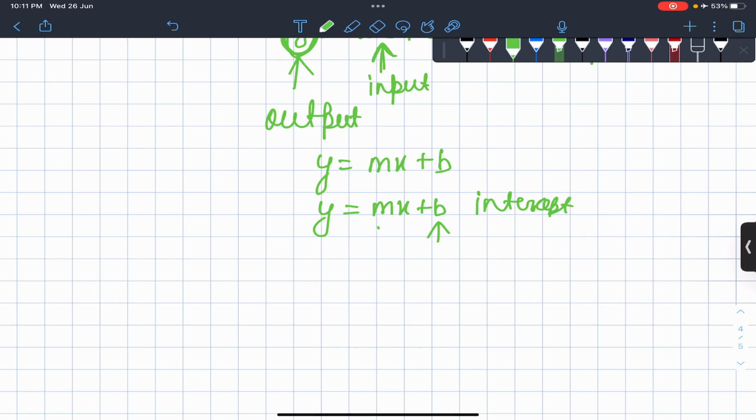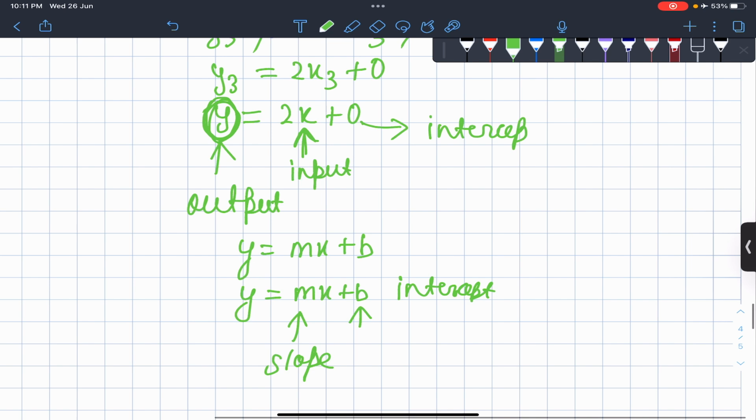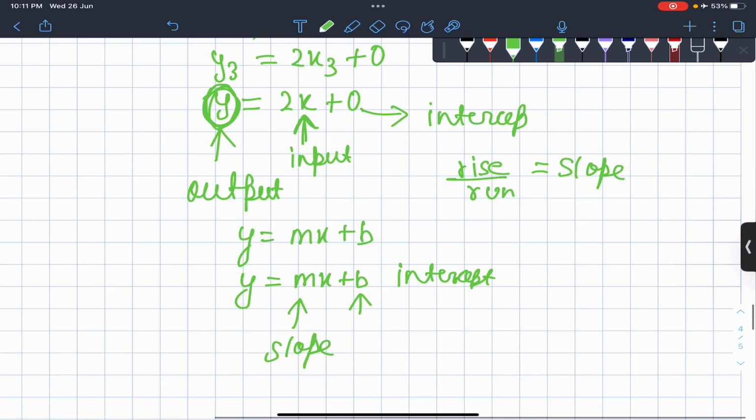and m is the slope, and the slope is nothing but rise over run. And what is rise over run? If I want to generalize it, then y minus y, suppose it is i, then it is i plus 1.